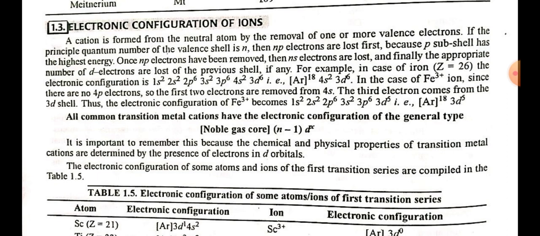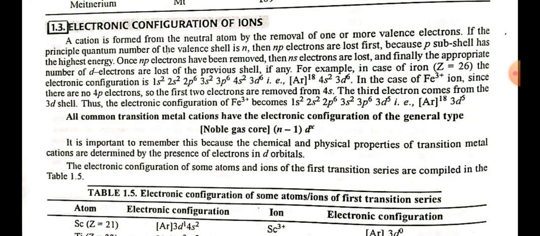For example, in the case of iron, the electronic configuration is given. In the case of the ferric ion, since there are no 4p electrons, the first 2 electrons are removed from 4s. The third electron comes from the 3d. Thus, the electronic configuration of ferric becomes this.